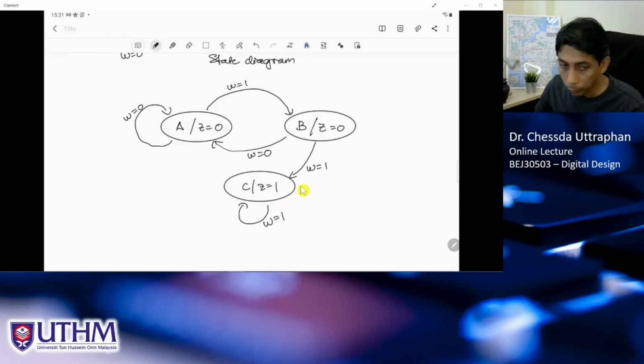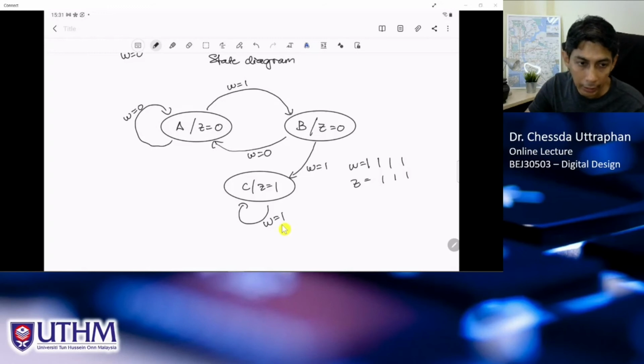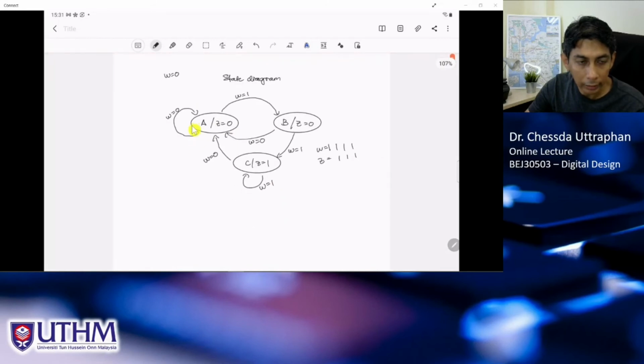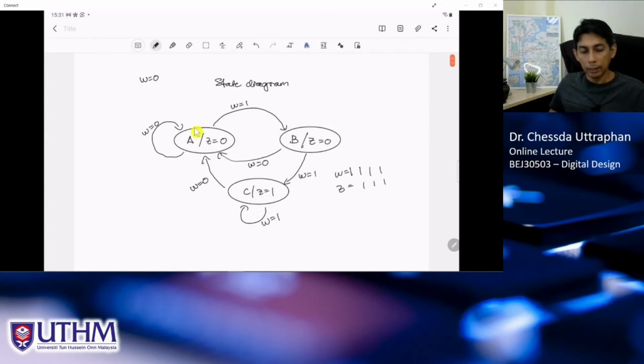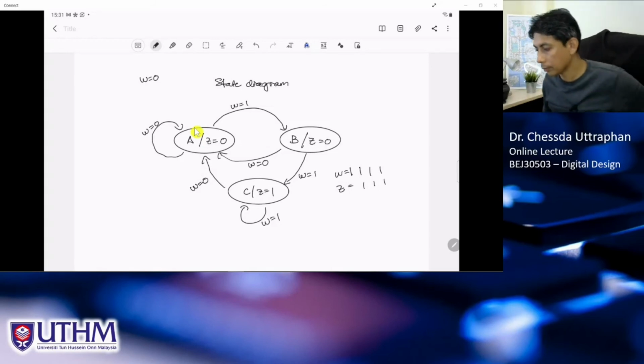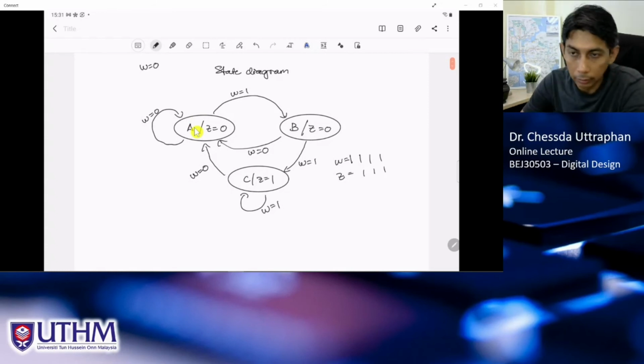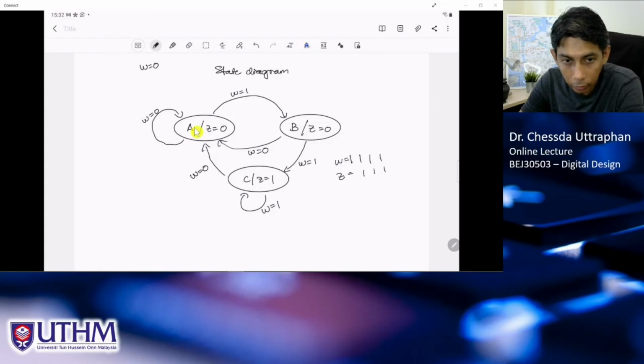if W equals 1, we should stay here, because remember, if we have 1, 1, another 1, Z should always be equal to 1, right? So if we are at C and the next measurement is still 1, it means that it is still exceeding the speed, so we need to stay here until W equals 0, then we should go back to A. Because if 0, we need to wait for another 1 to come, right? So this should be the state diagram of our finite state machine to be designed.